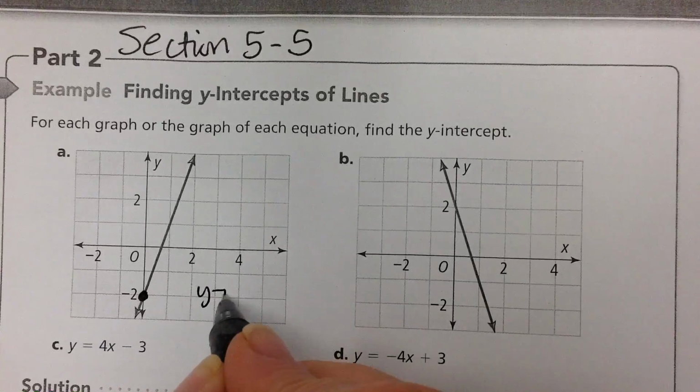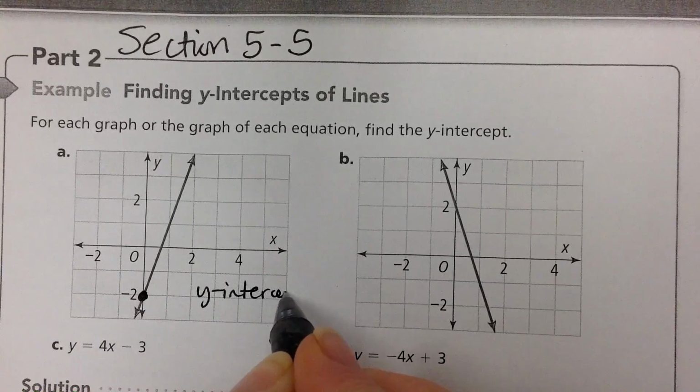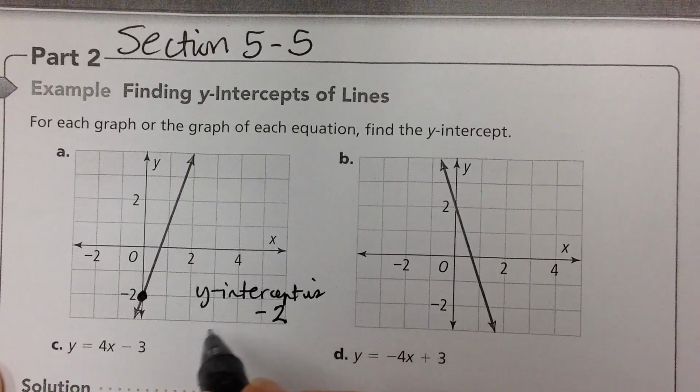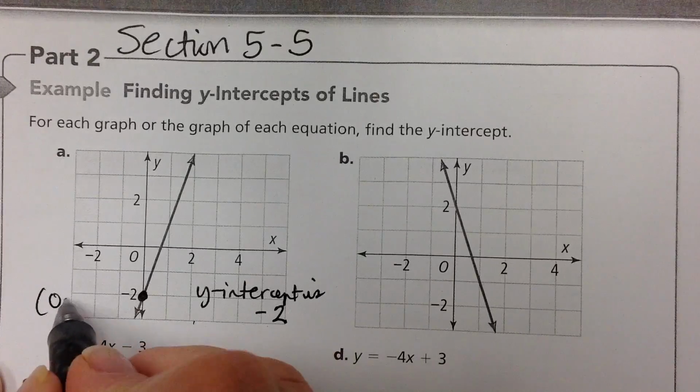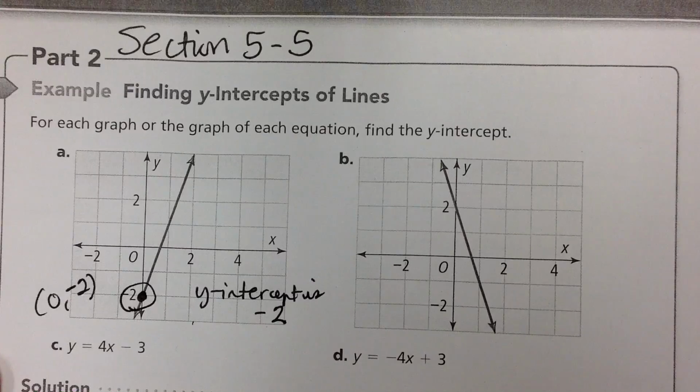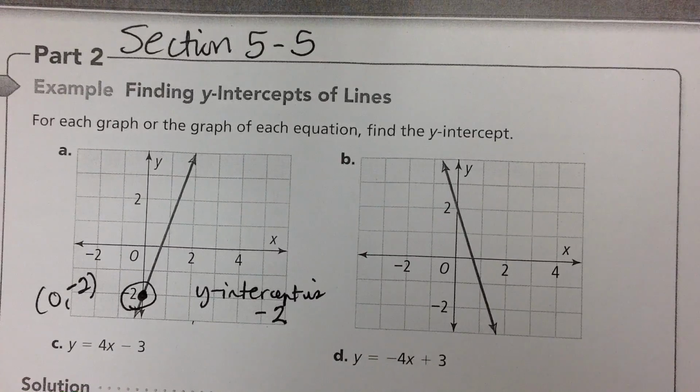So the y-intercept is -2. The name of the point would be (0, -2). That's where the line touches the y-axis. That is the y-intercept of part A.